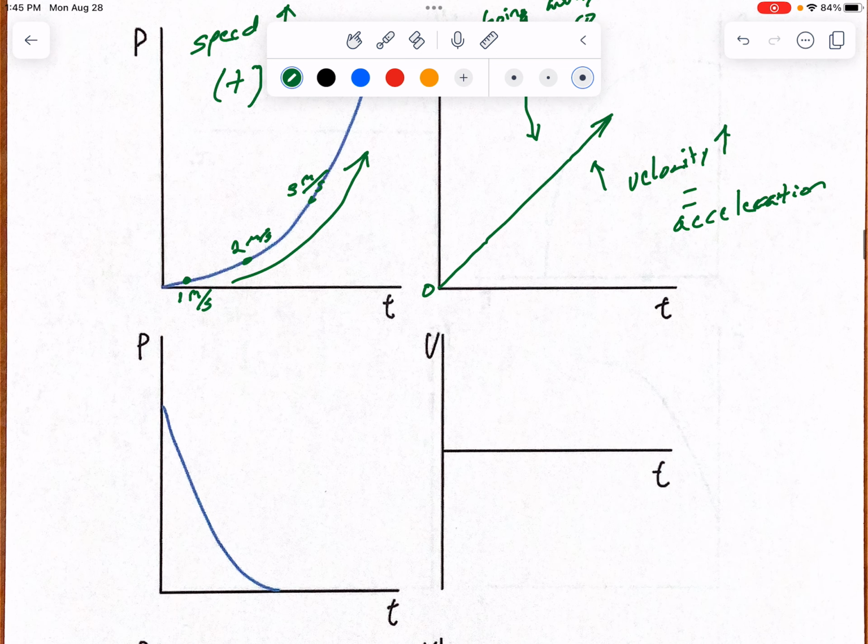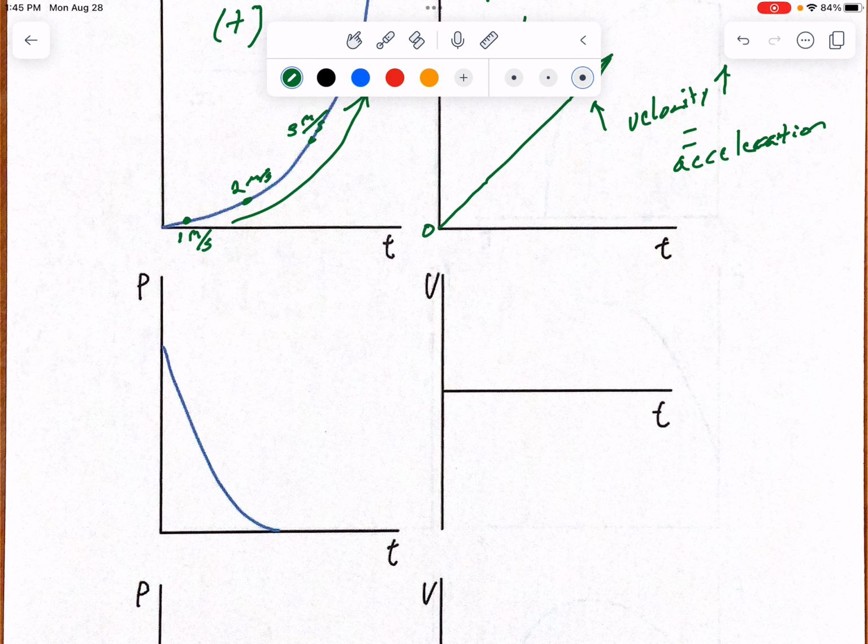Now we're going to go to this next one. If you look at my graph, it's actually getting flatter and flatter. Okay, so that means I am slowing down.